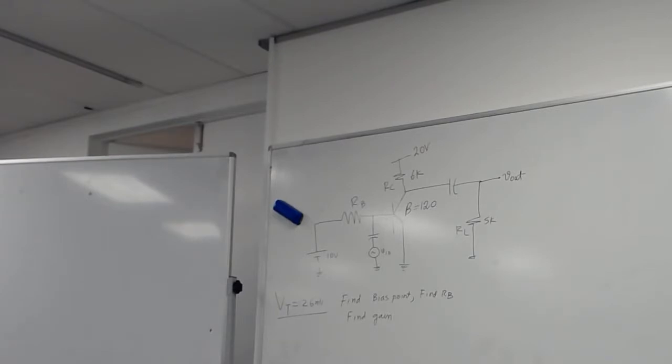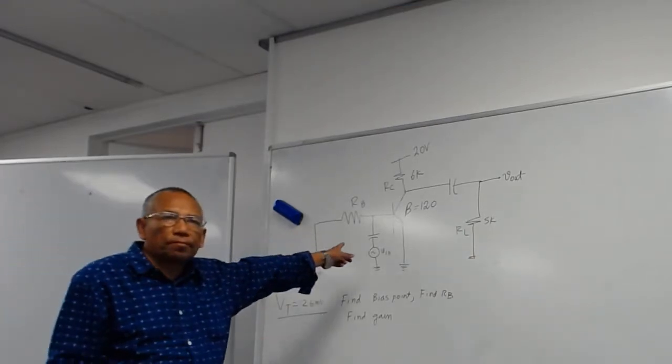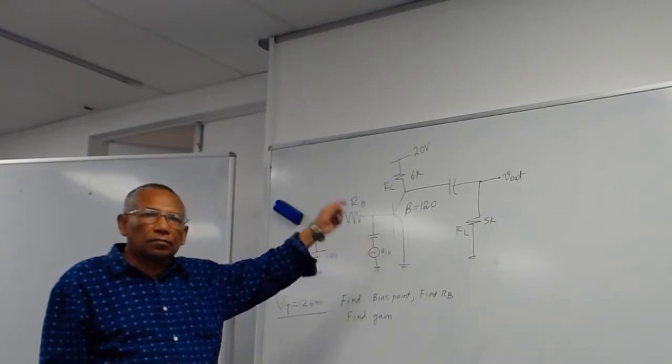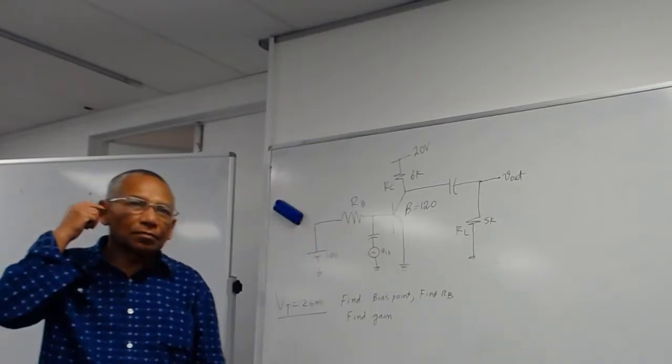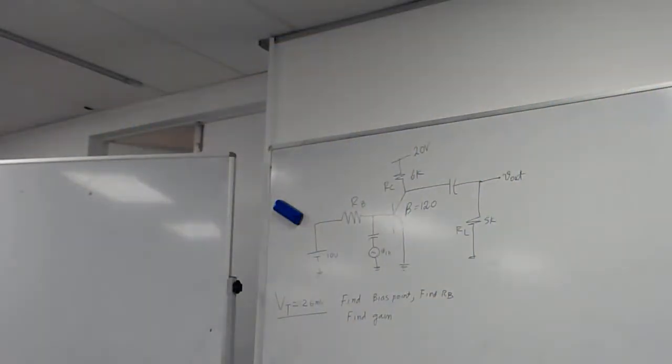So how much is the RB? Have you found your RB? 669.6. RB how much? Oh, you're still checking. How much is RB? I got 720K. Not that, it's somewhere there. 334. Eh? 334. How do you do it? That's the first question.